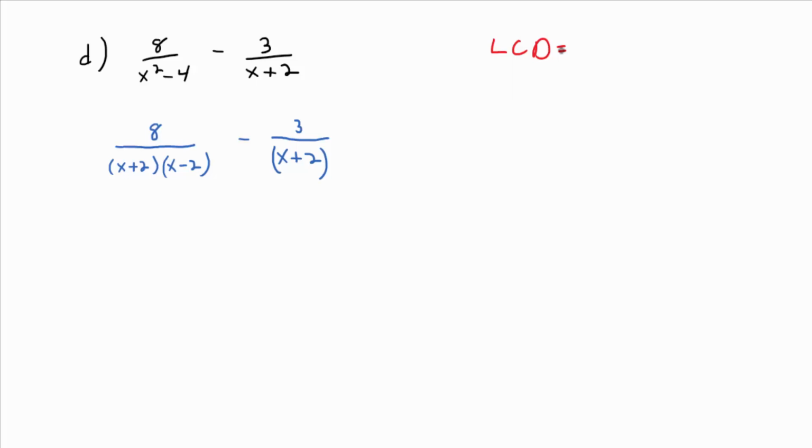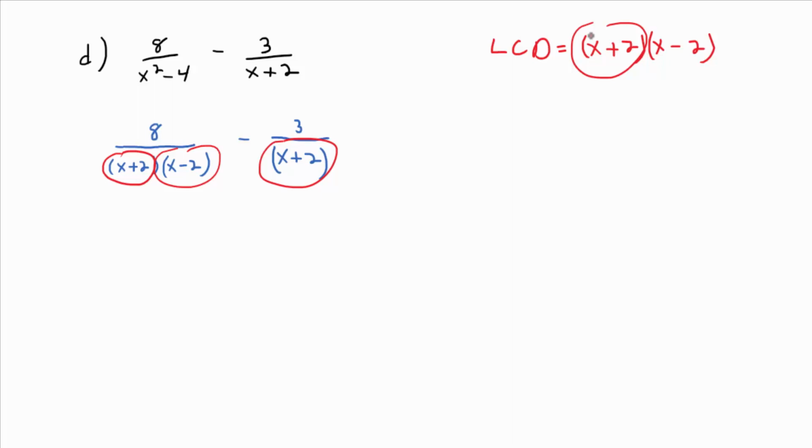So just go from left to right, like your grocery shopping. Oh, I need an x plus 2, right? I need an x minus 2. Then you go to the next denominator and say, oh, I need an x plus 2. I already have it. So I don't write it down again. Otherwise, it's not the least common denominator.